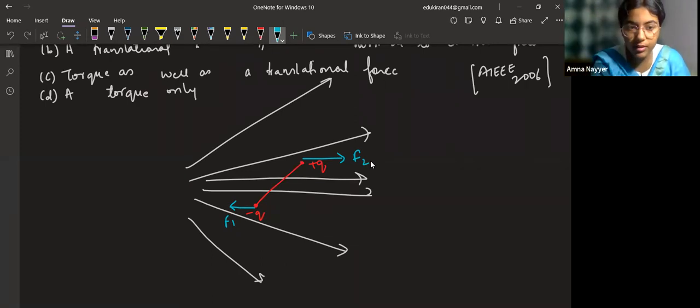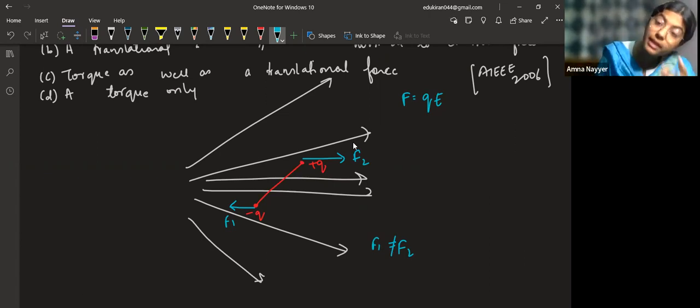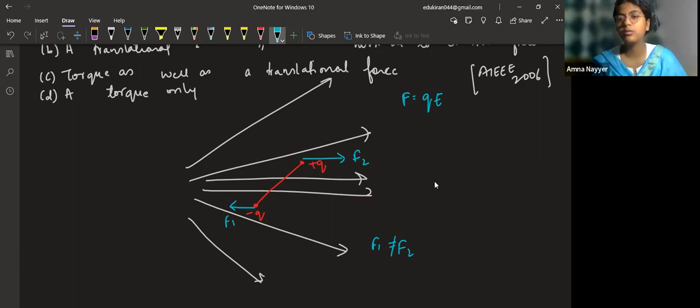So if you look in the figure, F1 is not equal to F2. Why is it not equal? Because the electric field is not uniform. The force formula is QE, right? The magnitude of charge is the same, Q1, Q2, both have the same charge. But the electric field's value is different because it is non-uniform. So it would be some E1 for F1, and some E2 for F2. That's why they are not equal.